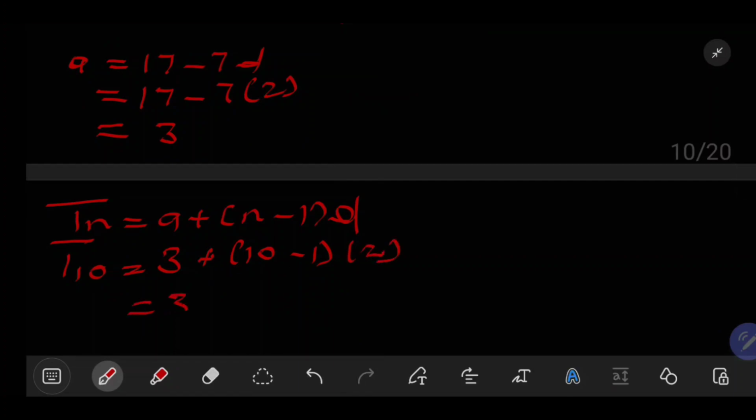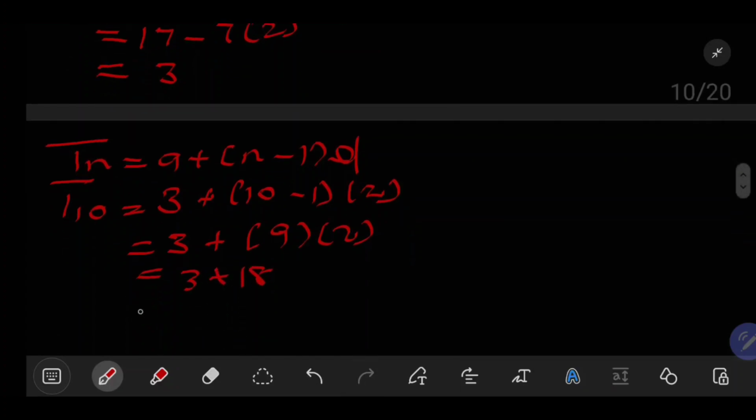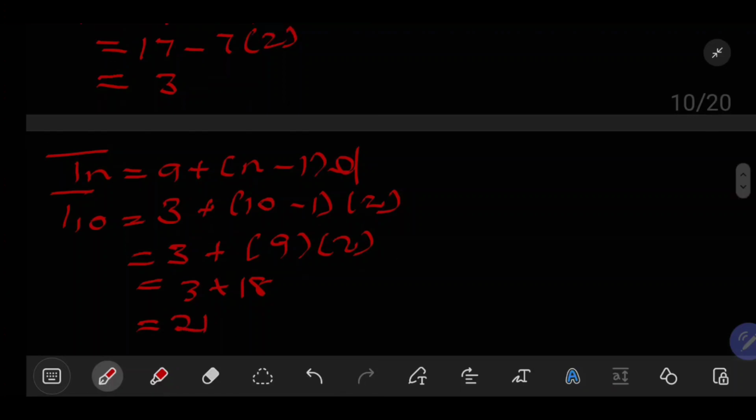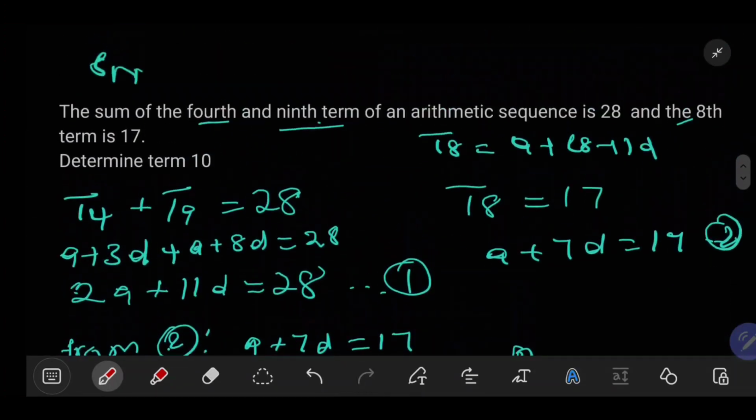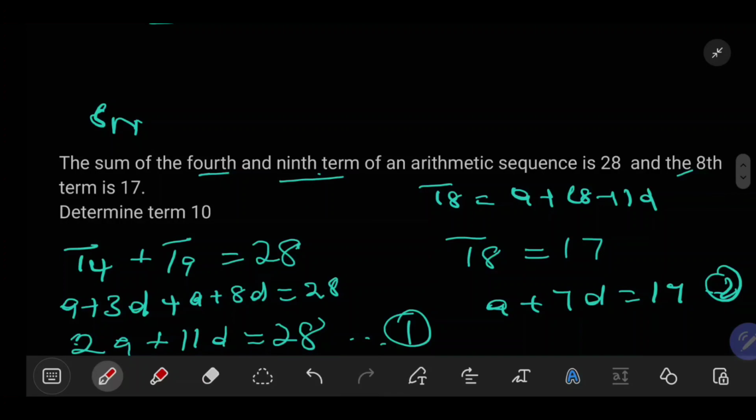Okay, so it means we're going to have 3 plus 9 multiplied by 2. When you multiply this out, you're going to have 3 plus 18, which gives you 21. So this is the value of the 10th term. This is a long process, but if you can write these simultaneous equations well, then everything will flow.